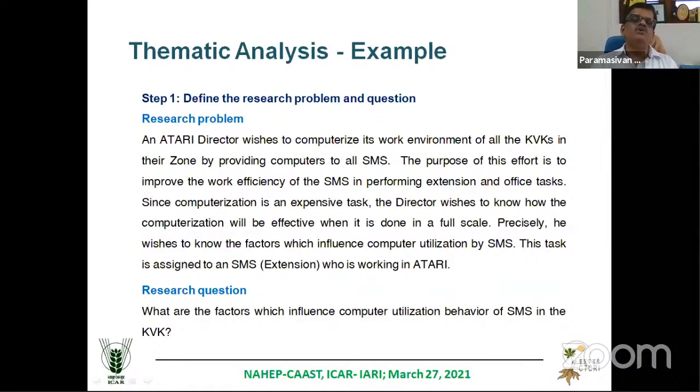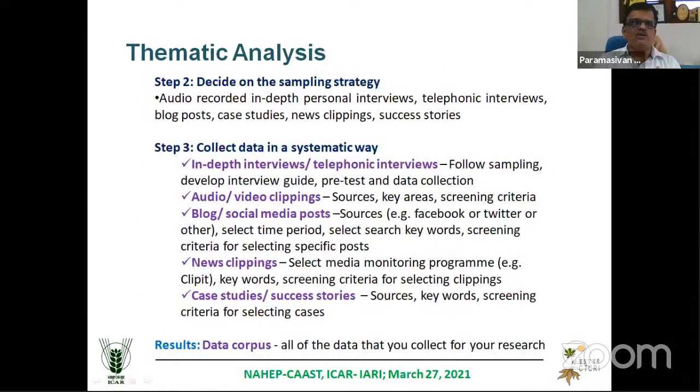Their experience can be utilized and taken for the research work. So based on the research question, you can go for focus group discussions, or you can go for a telephonic interview at the beginning.